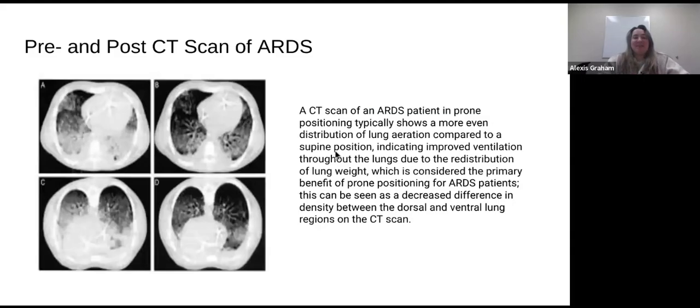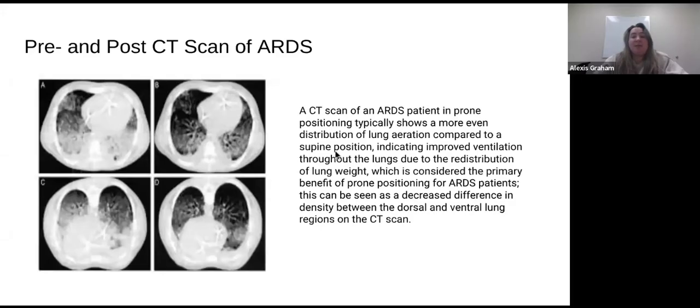Pre and post CT of ARDS. So first we're going to start with CT. Next we have a chest x-ray. A CT scan of an ARDS patient in prone position typically shows more even distribution of lung aeration compared to a supine position, indicating improved ventilation through the lungs due to the redistribution of lung weight, which is considered the primary benefit of prone positioning for the ARDS patient.